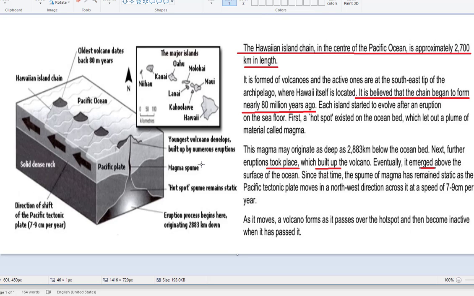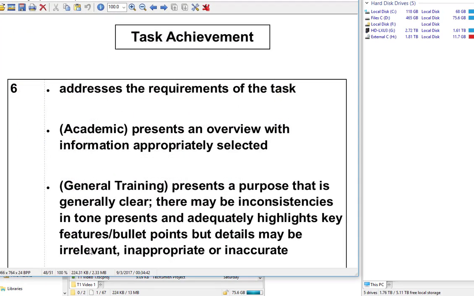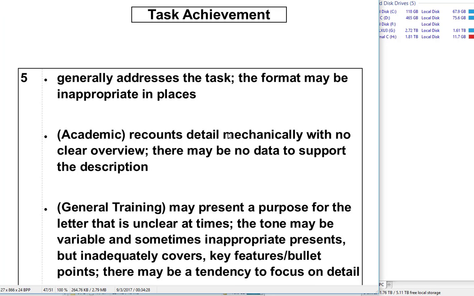Inactive. Well, I don't see anything here about inactive volcanoes. It's just not mentioned, nowhere. Okay, so we have a problem with the overview. We have some claims made here which are just not supported by what I see in the illustration. So for task achievement, "presents an overview with information appropriately selected", no, it cannot be that. There's no data to support the description. It's got to be a 5 for task achievement because of those problems.